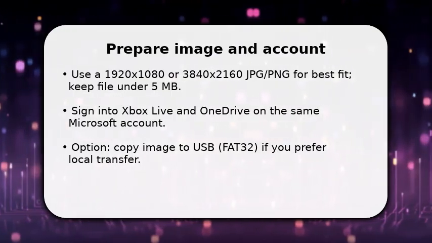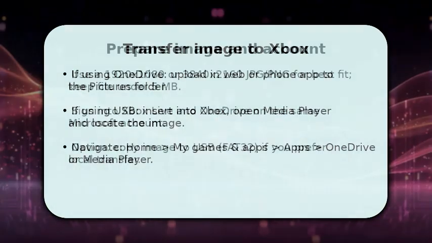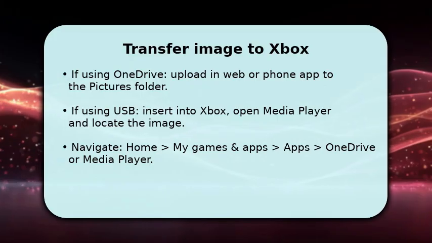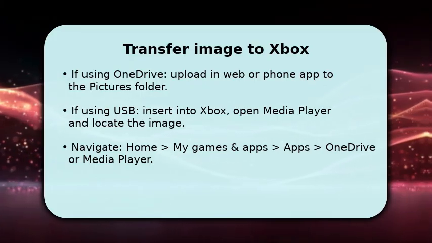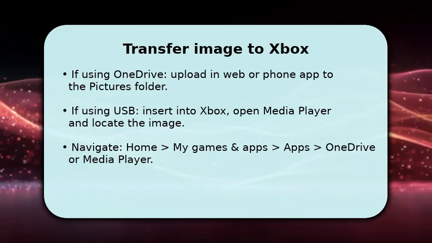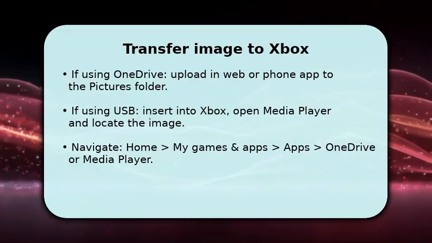Make sure the file name has no exotic characters so the Xbox can detect it. Now move the file onto the Xbox. If you used OneDrive, open the OneDrive app on Xbox or access OneDrive in the guide, open the Pictures folder and find your upload. If you used a USB, insert it, launch Media Player and browse to the picture.